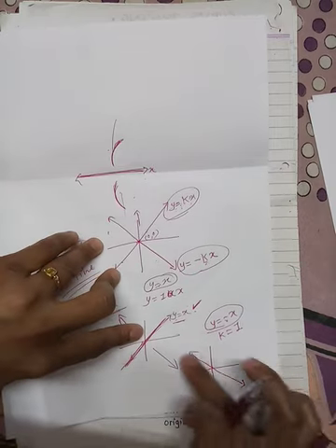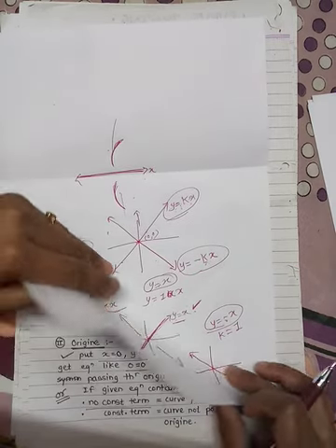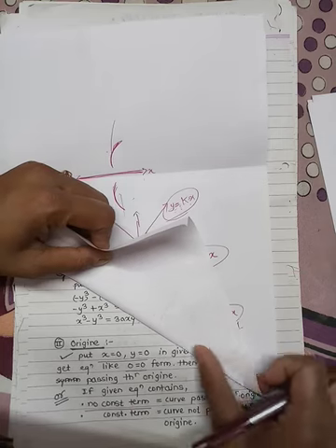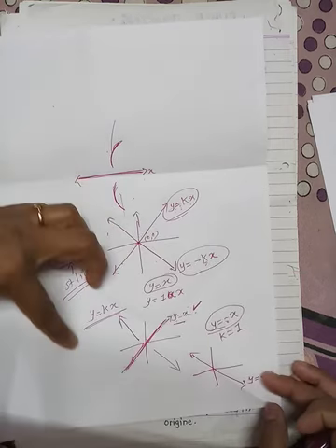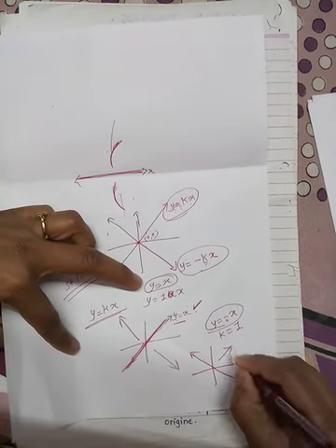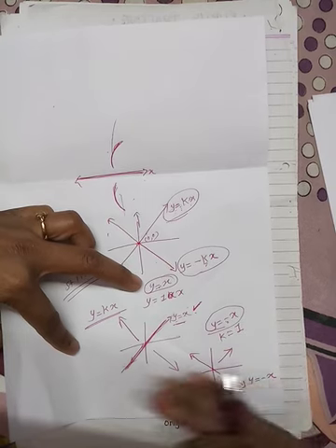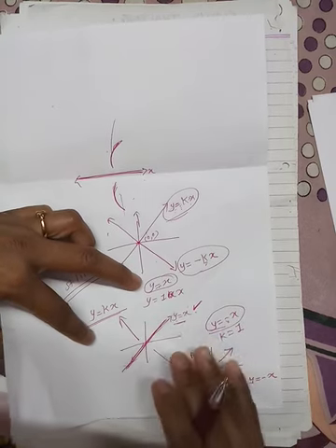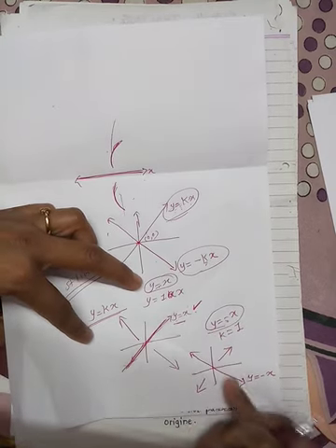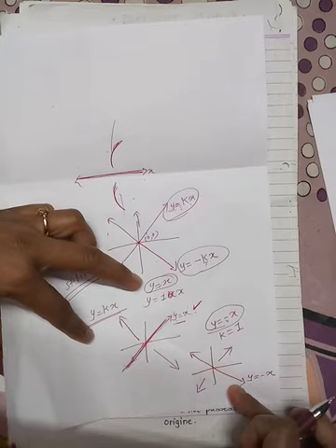So what is the symmetry about y equal to minus x? It means if you fold the page along the y equal to minus x line, then the curve on this side and on this side should match, or should be the same. So this is the symmetry about the y equal to minus x line.